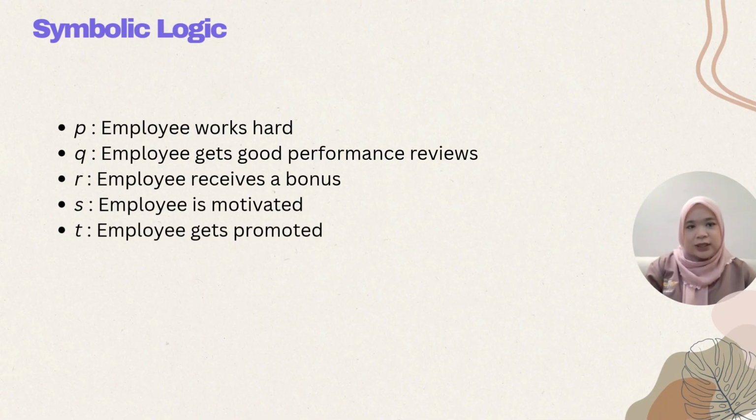In symbolic logic, the scenario is represented as P means employee works hard, Q means employee gets good performance reviews, R means employee receives a bonus, S means employee is motivated, T means employee gets promoted. The premises are: if P then Q, if Q then R, if R then S, if S then T, not T. From these premises, the conclusion is not P, meaning the employee did not work hard. This argument is valid because by using the contrapositive rule step by step, each premise leads logically to the conclusion.